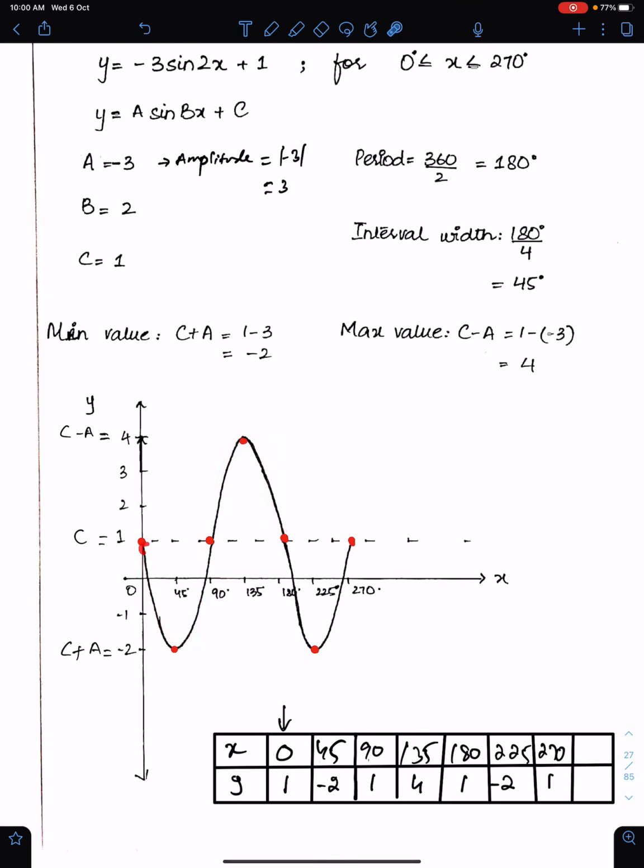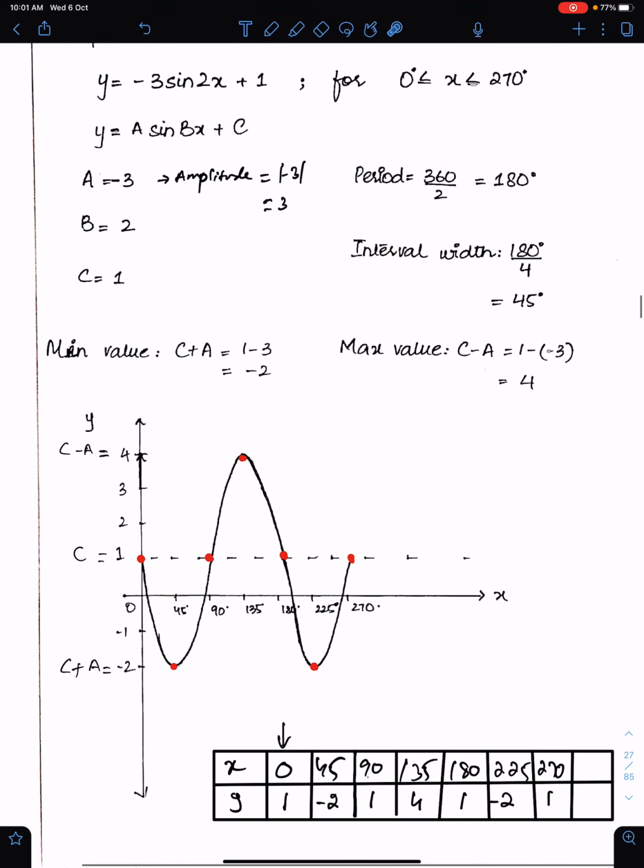If you don't know these points, if you don't remember where we put the points, then you should construct the table for the values of x and y. You just need to put this equation in your calculator. So when you put 0 into this equation, you'll get 1. This is here. At 45, minus 2; at 90, 1; at 135, 4; at 180, 1. This is one complete curve of this sine function. Because the period is 180, so this is one curve. This is the period.